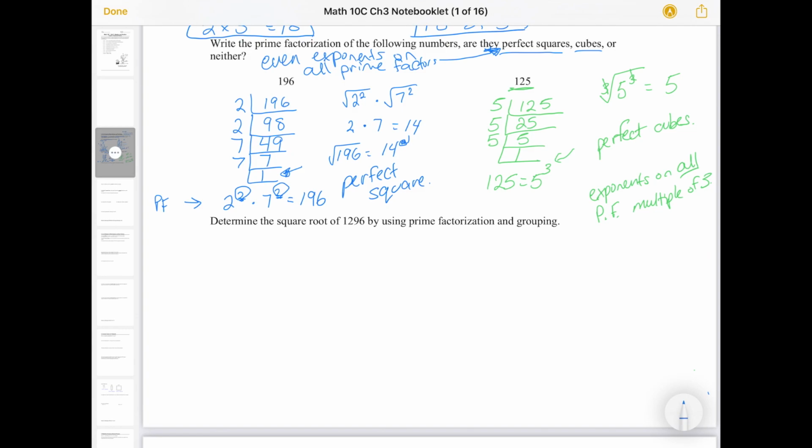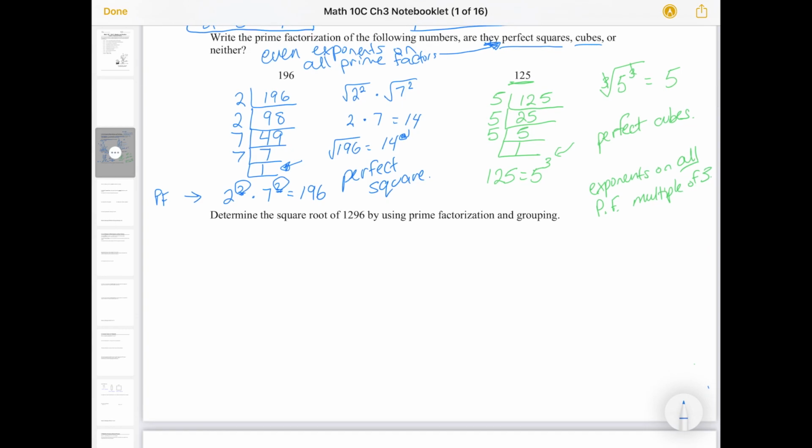Okay, so let's look at a pretty big number. We're going to go through all of those steps. So I'm going to determine the square root of 1296, but using prime factorization and some grouping. We're not using our calculator, just finding the square root. That's not going to get you very many marks at all for this section. We need to do that prime factorization. So whichever method you like, I'm going to keep doing my repeated division by prime numbers.